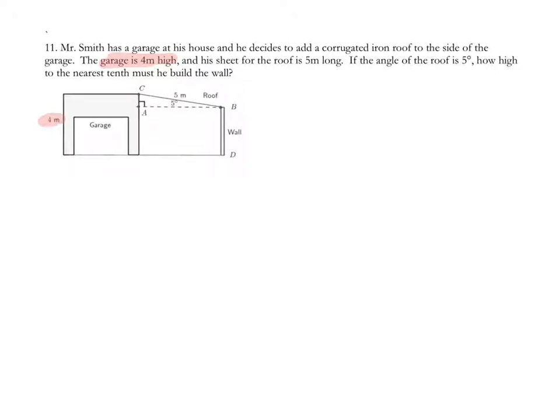So that's the actual tilted part here. They filled that in already too. It's 5 meters long, and the angle is 5 degrees. That's the angle inside here. That angle is right here. We want to know how high, to the nearest tenth, he must build the wall. So the question mark right now is, how high is this? That right now is not part of a triangle, so we can't use that first. We need to use the triangle in the picture first.